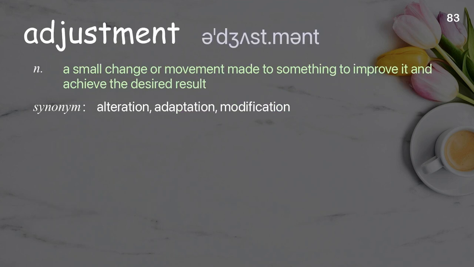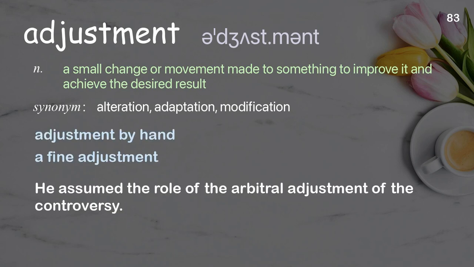Adjustment. A small change or movement made to something to improve it and achieve the desired result. Examples. Adjustment by hand. A fine adjustment. He assumed the role of the arbitral adjustment of the controversy.